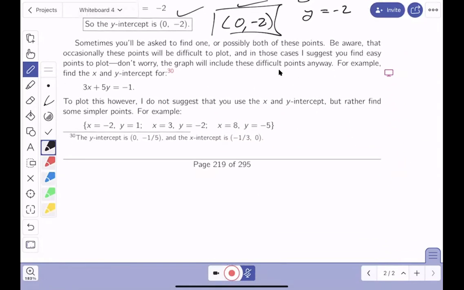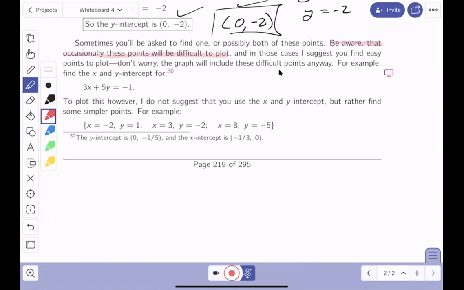Now, by the way, let's read this to you. Sometimes you'll be asked to find one or possibly both of these points. Be aware that occasionally these points may be difficult to plot. Let me make sure you understand what I just said there. And I got to be honest with you, if they're difficult to plot, don't plot them.